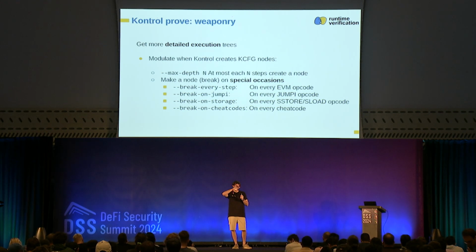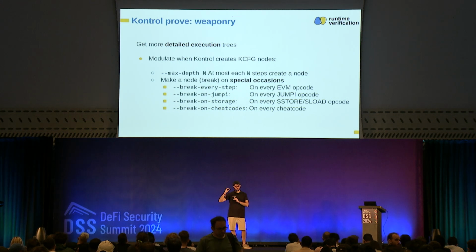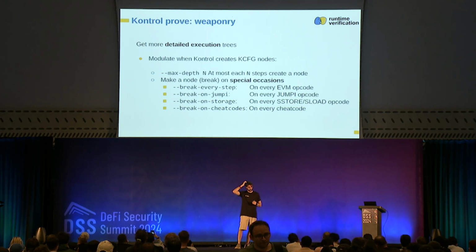An execution tree is basically its paths based on branch conditions, and then we can specify when we want to create a node, which is like a snapshot of the entire state of our EVM while executing your function. And so we have a lot of rules to create new nodes.